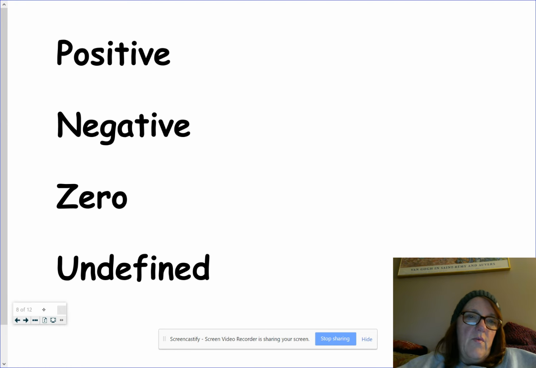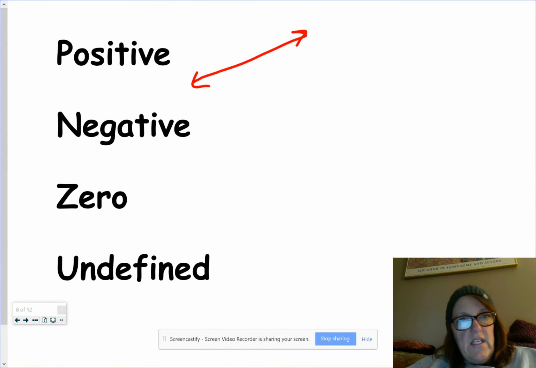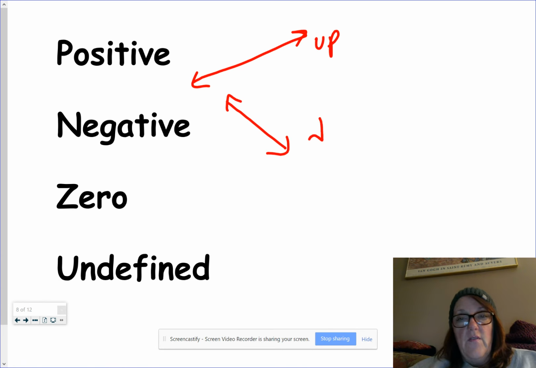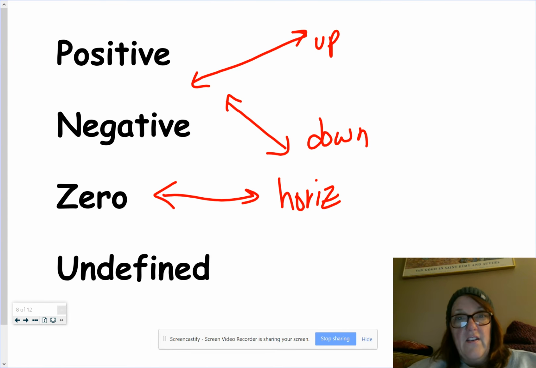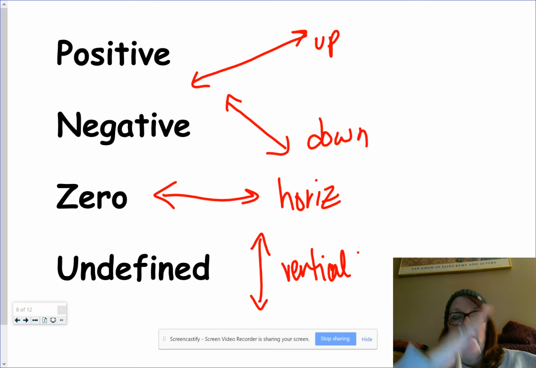Okay, so we've gone through a couple examples here, and I need you to get a general picture in mind. Positive slopes tend to slant upward. Negative slopes slant downward. A 0 slope is exactly horizontal, and an undefined slope is completely vertical. Okay? Keep that in mind. Positive, negative, 0, undefined, impossible.